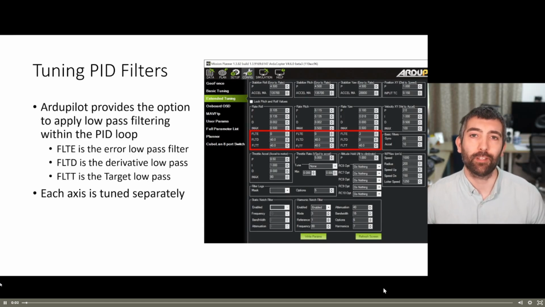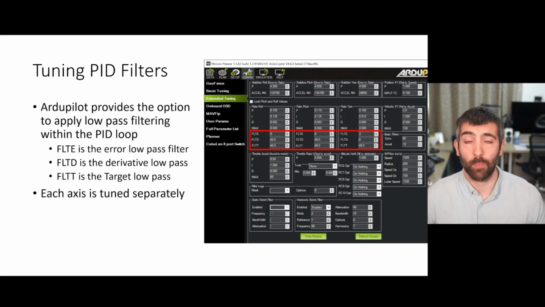Tuning the PID filters is a more advanced topic in ArduPilot. ArduPilot provides the option to apply low-pass filtering within the PID loop, and there are 3 low-pass filters which can each be tuned individually for all 3 axes. You have FLTE, which is the error filter. When you subtract the actual rate of rotation from the target rate of rotation, that gives the error, and ArduPilot provides an option to apply a low-pass filter to that.